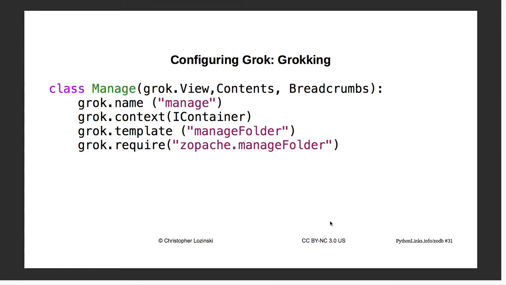Here is, from Zope, the management view from editing containers, where you get to see a container and all its contents. You have to give it a name, grok.name manage, so that's the last segment on a URL. When you invoke something /manage, it'll invoke this view. Grok.context: this one works on any object that supports the IContainer interface. Grok.template is the basic template for the HTML called manage folder. It finds that in a subclass. Grok.require tells it what the permission is.